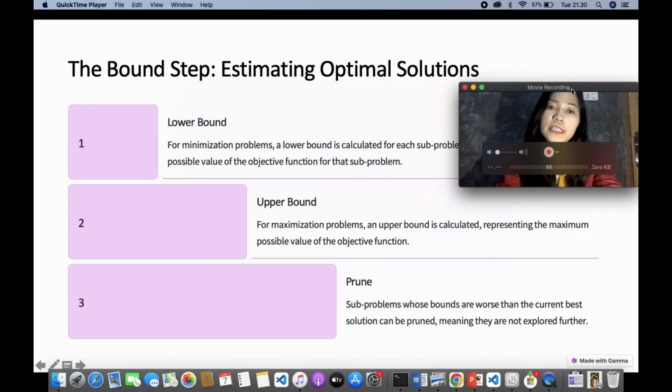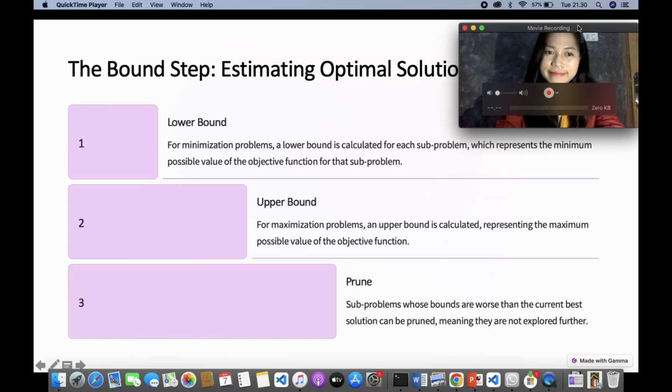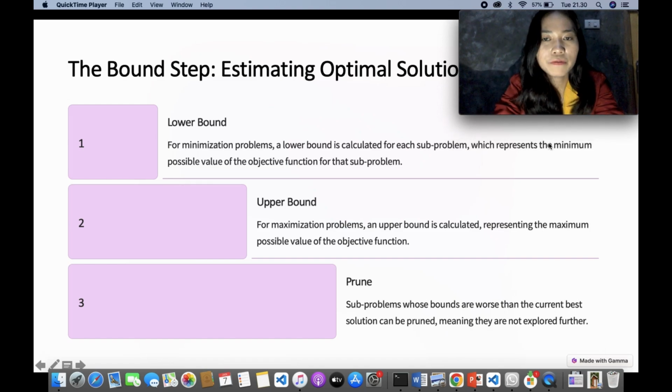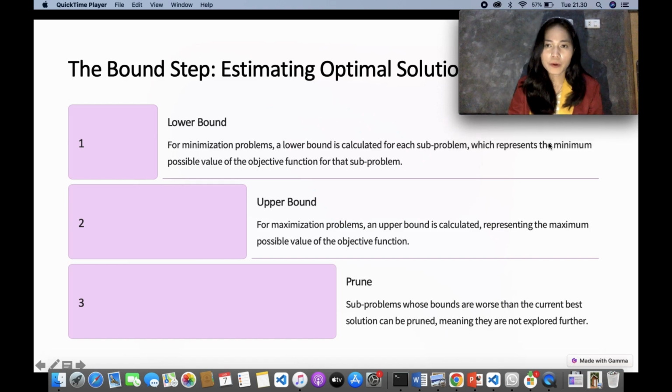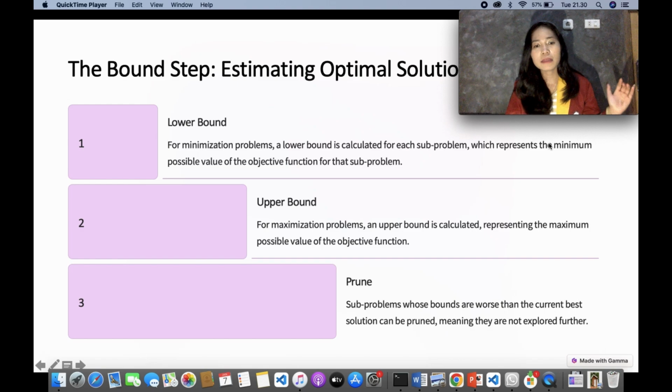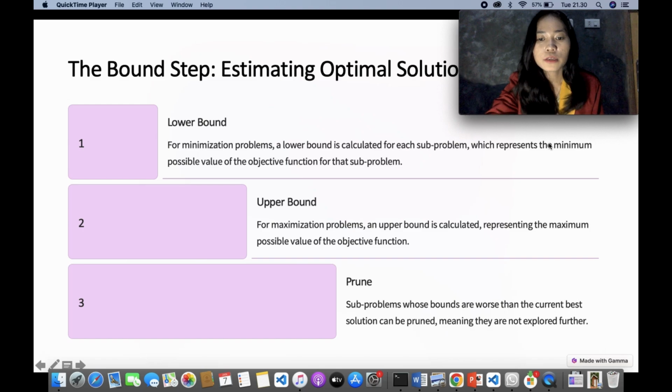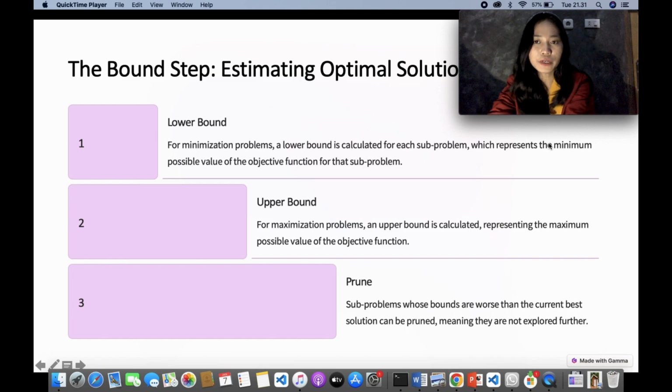And the bound step, estimating the optimal solution. One, lower bound. For minimization problems, a lower bound is calculated for each subproblem, which represents the minimum possible value of the objective function for that subproblem. Two, upper bound. For maximization problems, an upper bound is calculated, representing the maximum possible value of the objective function. And prune. Subproblems whose bounds are worse than the current best solution can be pruned, meaning they are not explored further.